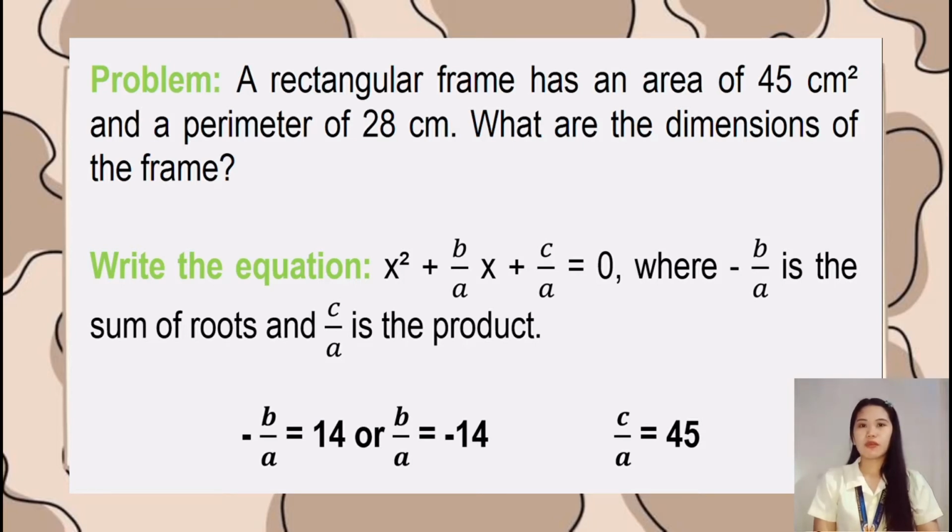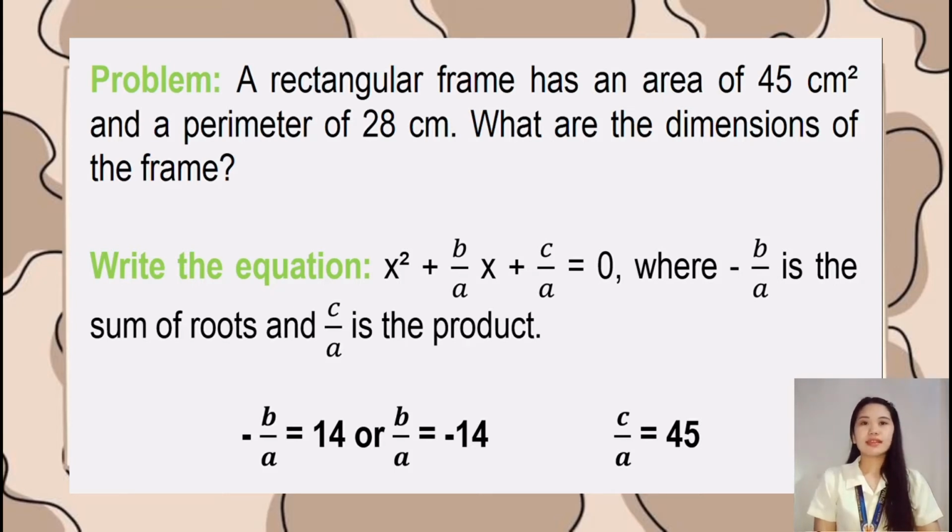Why does it become 14? Because we can divide the sum of twice its length and twice its width by 2. So 2 divided by 2 is the length, and again 2 divided by 2 is the width. And then 28 divided by 2 is 14. Therefore, we will have length plus width is equal to 14. That is why we get the sum of the roots.